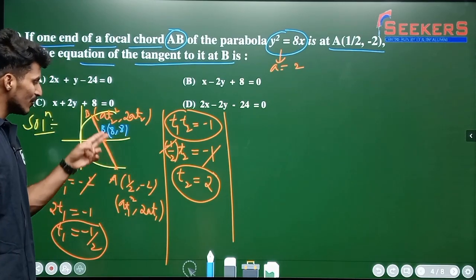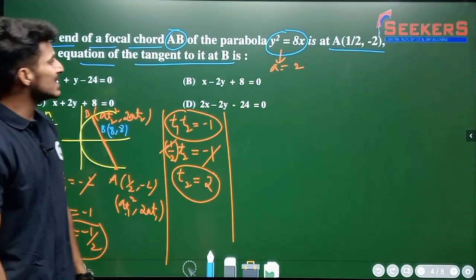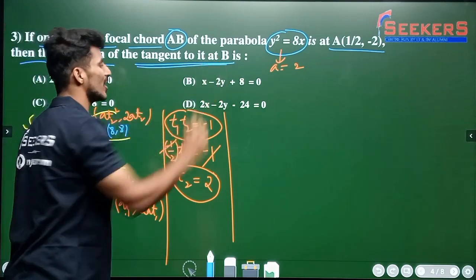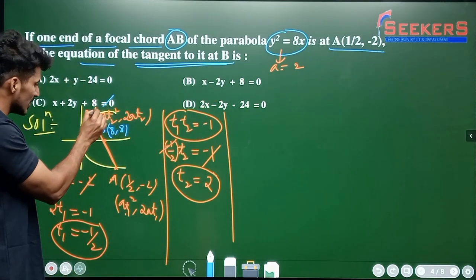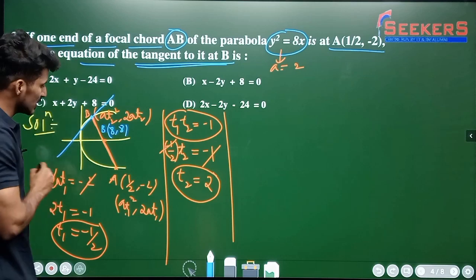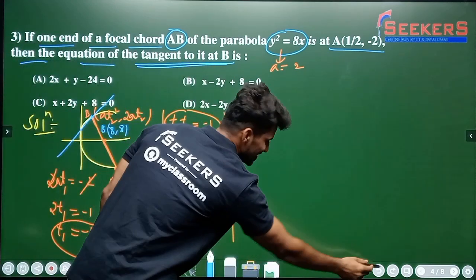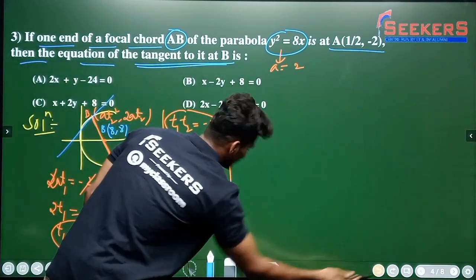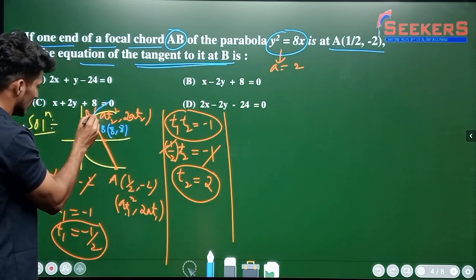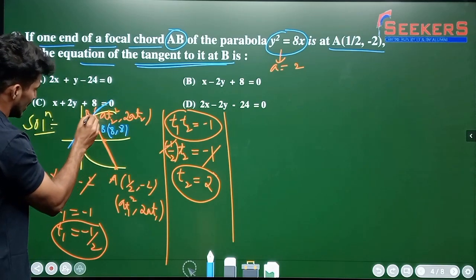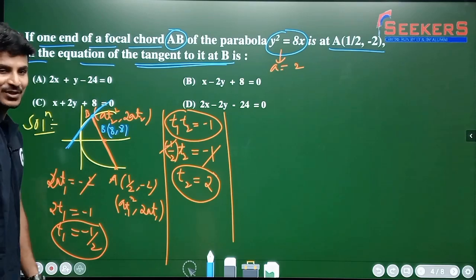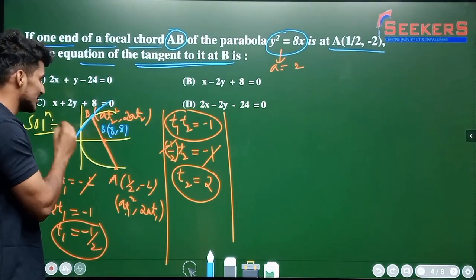Point A already we have. Point B I just found. So what exactly is he asking for? Tangent to it at point B. So he is asking us to find a tangent. Look at this, tangent at point B he is asking. In fact, it is not looking like a tangent, so let me draw it properly. Anyway, try to understand. I'm just drawing a tangent at point B here.